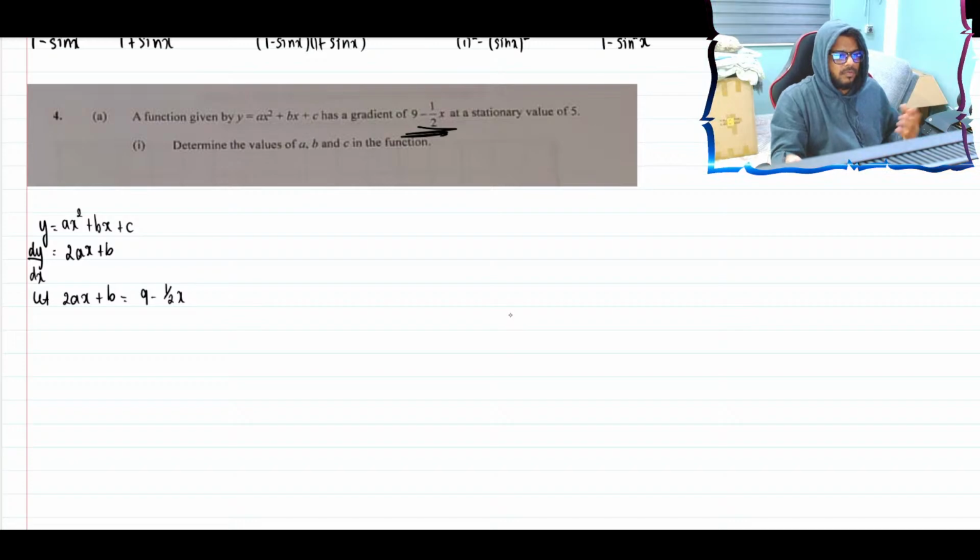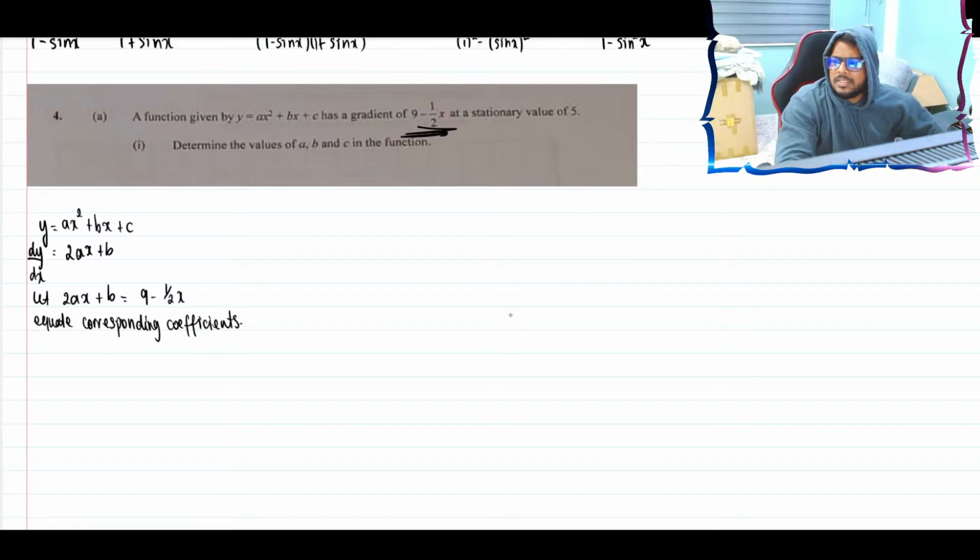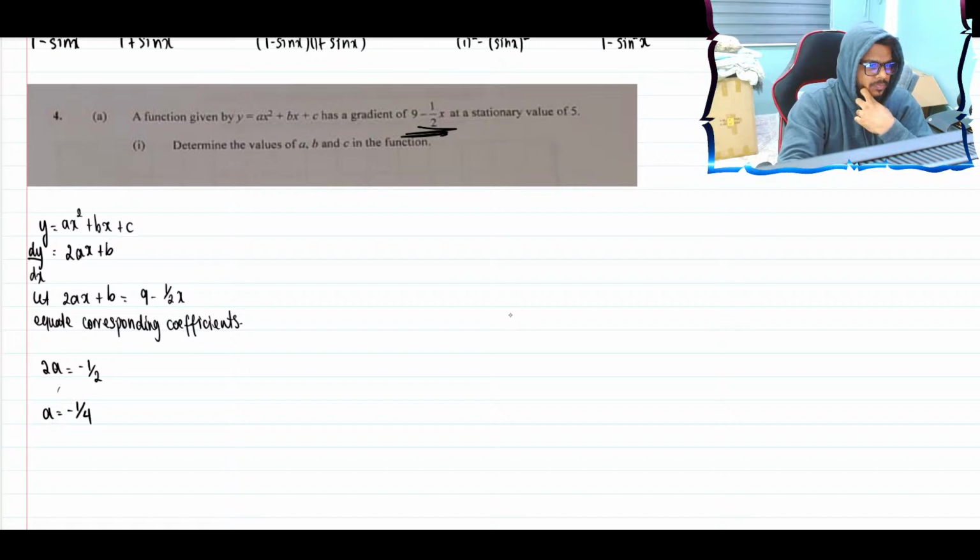I have the same number of variables on both sides, so I can equate corresponding coefficients. This was a question in the specimen paper 2018, I believe. So my coefficient of x on the left is 2a, which is equal to minus a half. So a is minus a quarter. And I get b is equal to 9. So I get a and b.